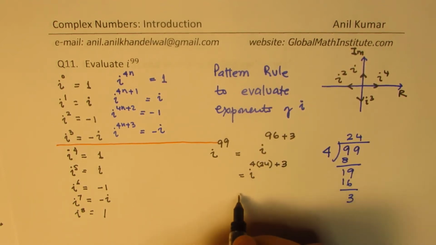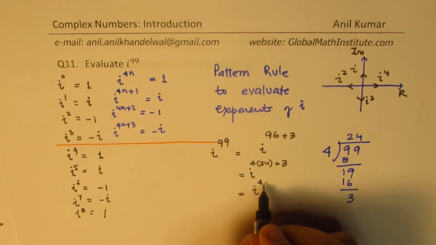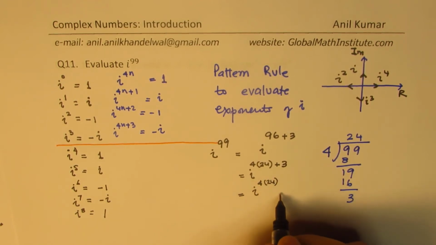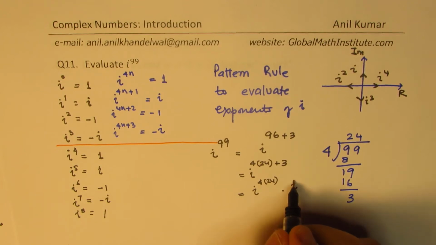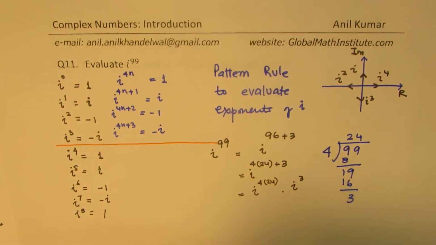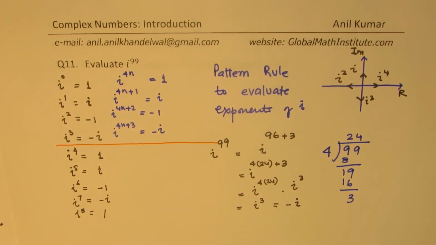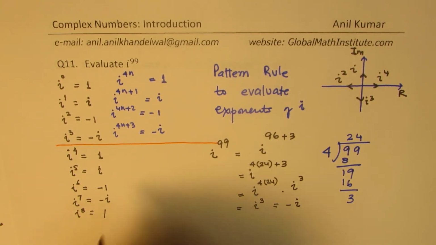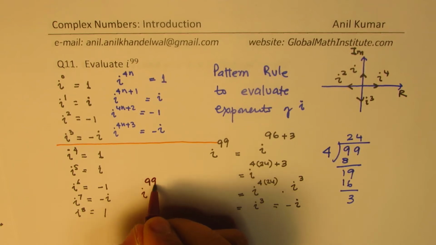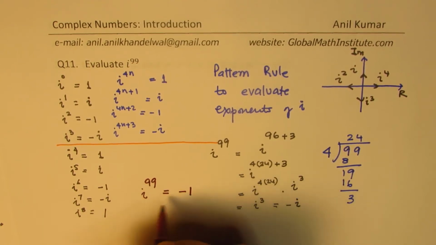Now the first part here is i to the power of 4 times 24, which is 1, times i to the power of 3. That is the meaning. So what we get here is i cube, and the value of i cube is minus i. So our answer is minus i. Is that clear to you? So we can write down that the value of i to the power of 99 is equal to minus i.